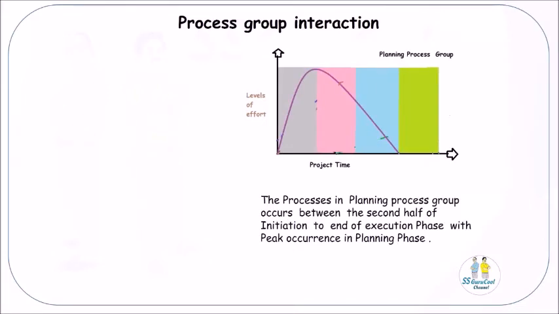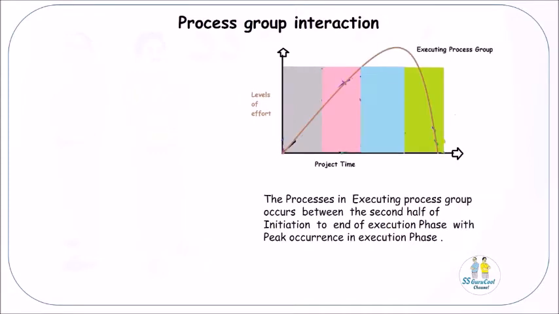The processes in the planning process group occur between the second half of the initiation phase and the end of the execution phase, with the peak occurrence in the planning phase. The processes in the execution process group occur between the second half of the initiation phase and the end of the execution phase, with the peak occurrence in the execution phase.